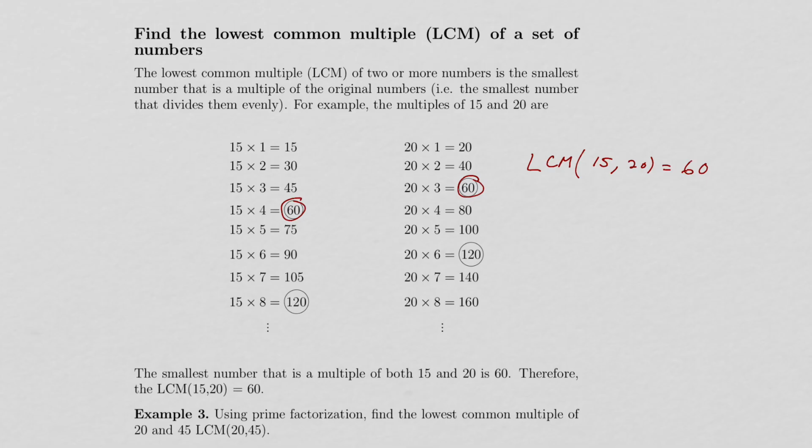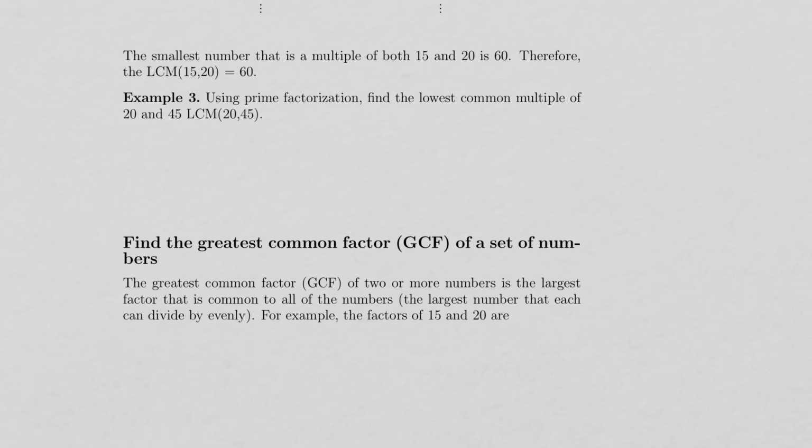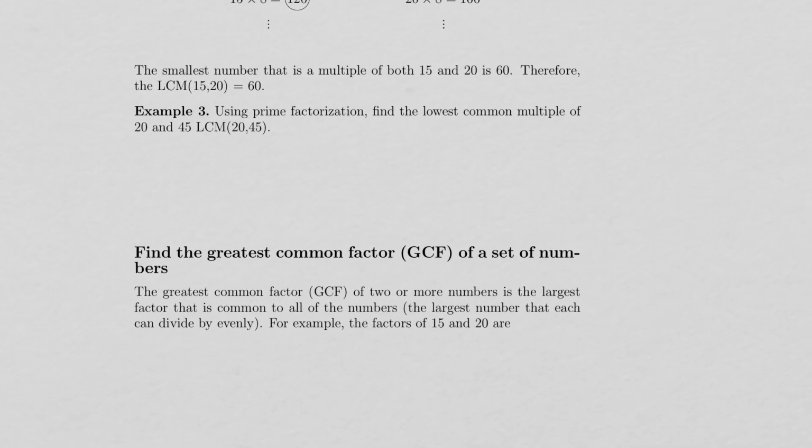All right. So again, when you're actually asked to solve a problem like this, you don't actually want to use this method. It will just take too long. So there's a technique that we can use that involves prime factorization. That's why I reviewed prime factorization. Let's talk about that. So for instance, let's find the lowest common multiple, we'll do this example 3 here, of 20 and 45.